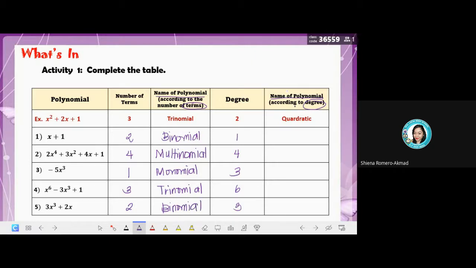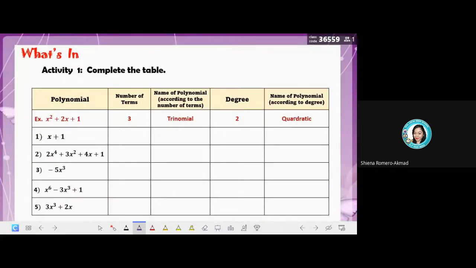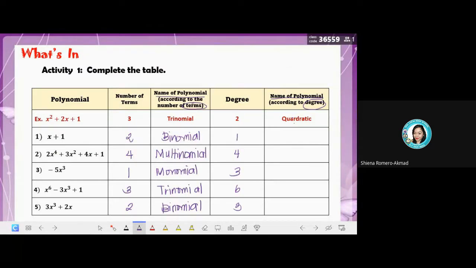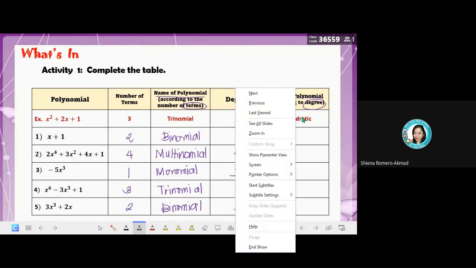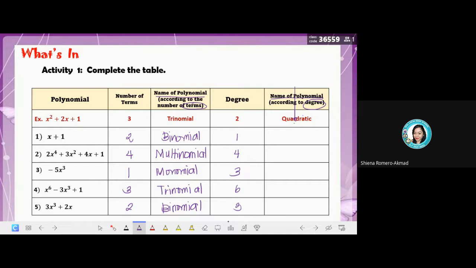How about the name of polynomial according to its degree? If the degree is 1, anong tawag natin sa polynomial na to? Wait lang, burahin ko tong R. Dapat quadratic yan eh. Hala, ano nangyari? Ayan. Dapat quadratic to. Quadratic. Kakaroon lang ng glitch. Basta quadratic yan ha. Ayaw matanggal eh. Okay. Arcelia. Linear polynomial. Linear. Pwede naman sabihin linear lang.